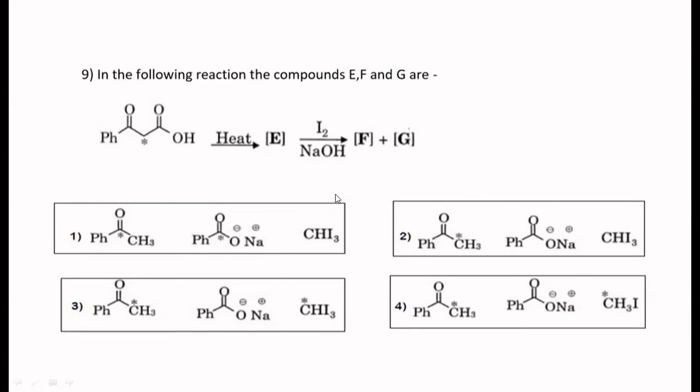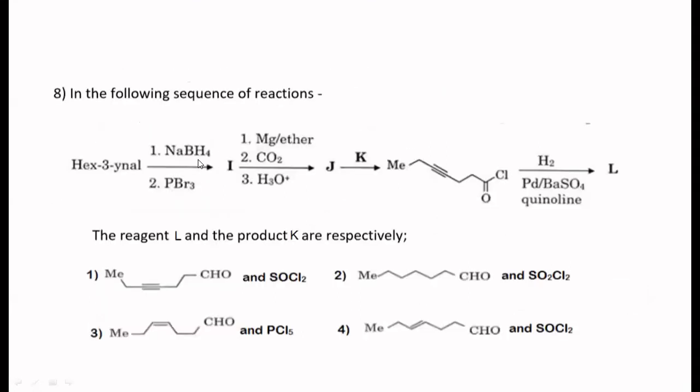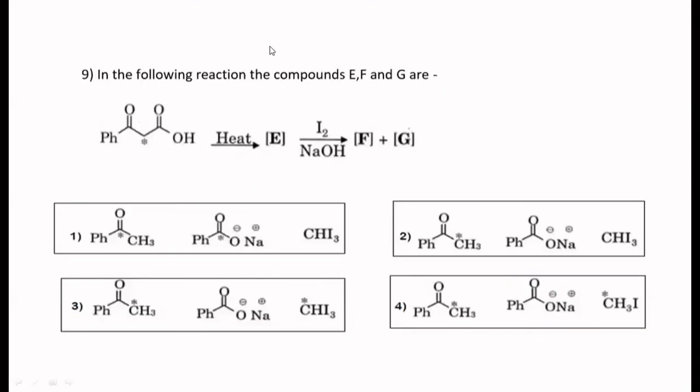Yes, that is a product. So decarboxylation happens in this case. This goes out and you are going to get initially this compound. And then this is your E. Because it is a methyl ketone, you are going to get iodoform.